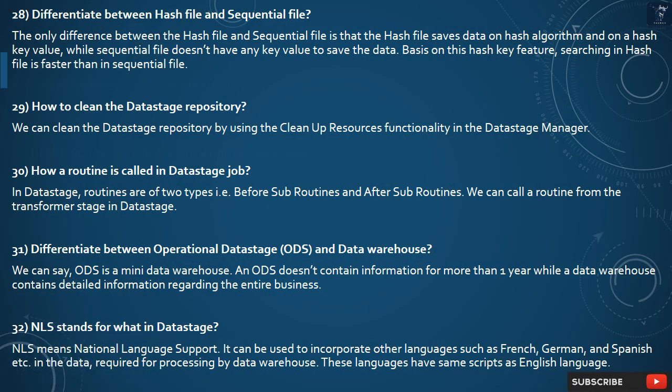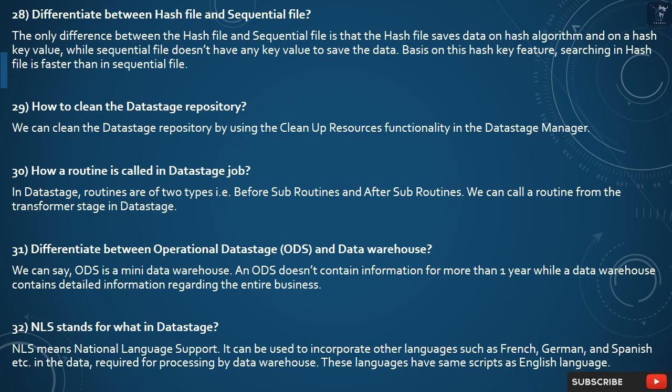28. Differentiate between hash file and sequential file. The only difference between the hash file and sequential file is that the hash file saves data on hash algorithm and on a hash key value, while sequential file doesn't have any key value to save the data. Based on this hash key feature, searching in hash file is faster than in sequential file.